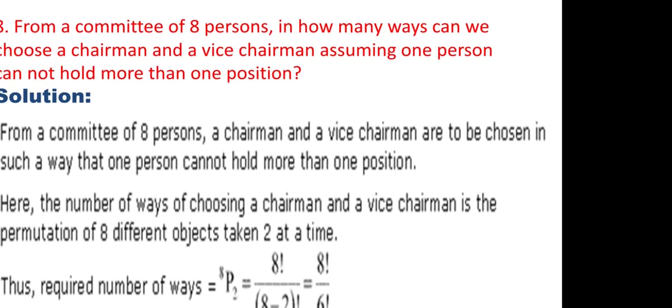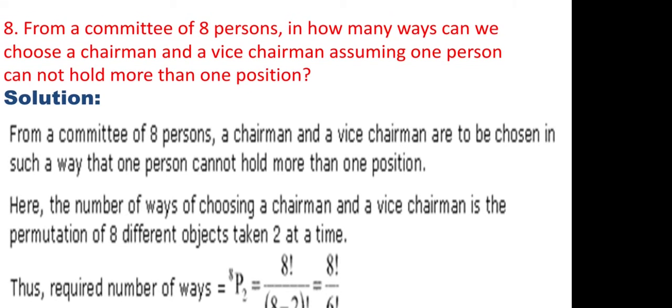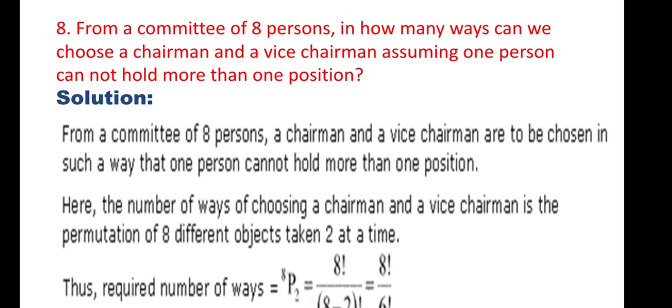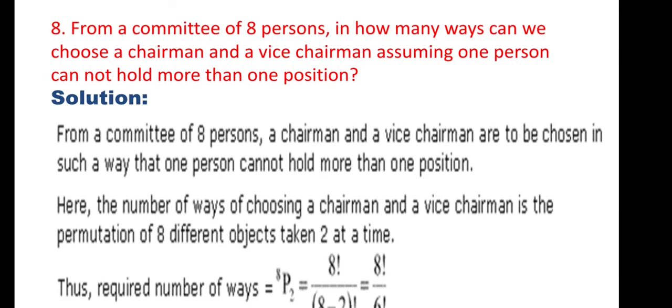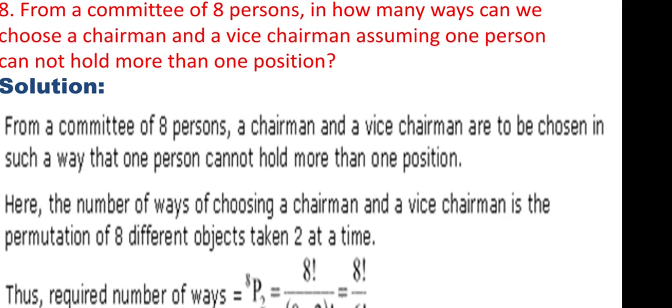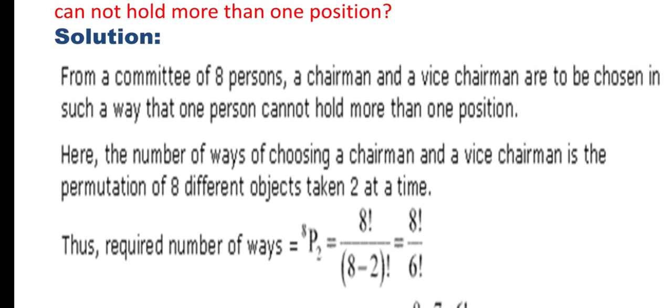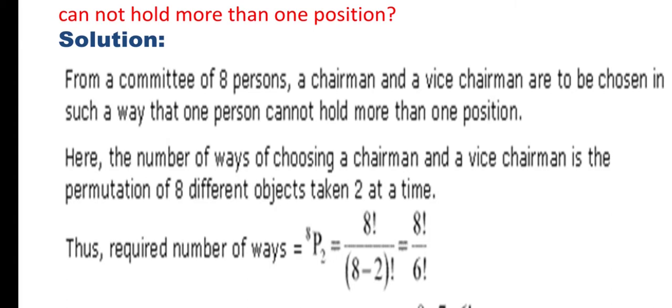From a committee of 8 persons, in how many ways can we choose a chairman and a vice chairman, assuming one person cannot hold more than one position? Students, from a committee of 8 persons, in how many ways can we choose a chairman and a vice chairman? A chairman and a vice chairman are to be chosen in such a way that one person cannot hold more than one position. So that means there is no repetition at all.